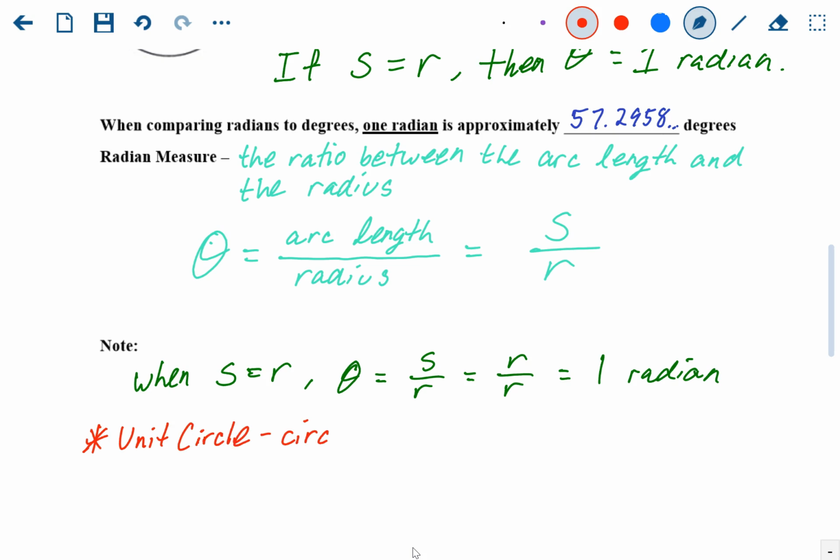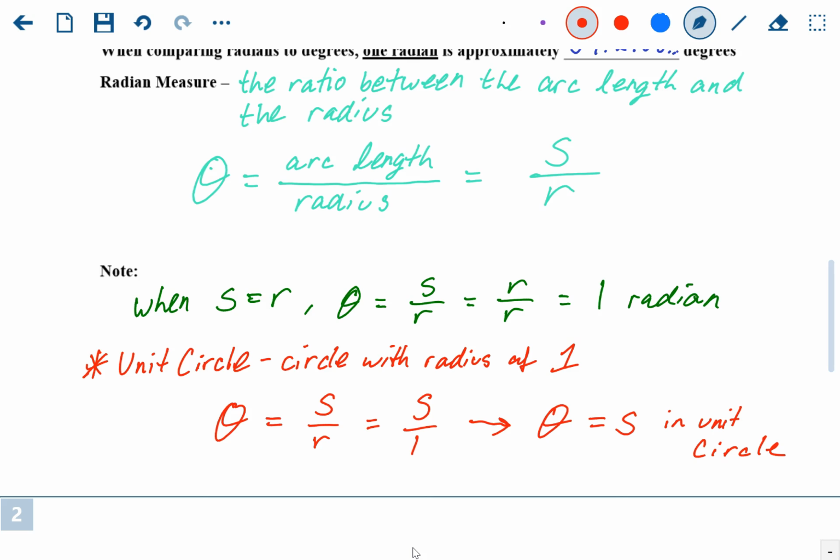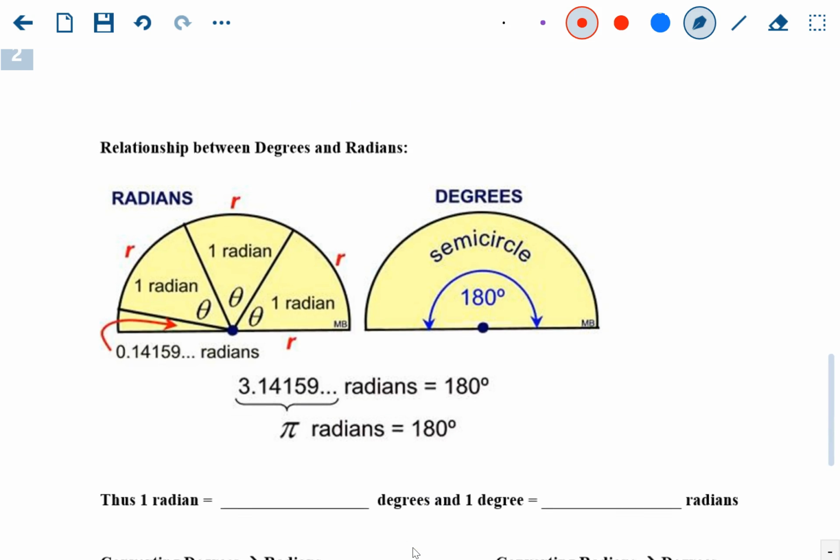Now we are going to talk about the unit circle in a couple days. The unit circle is just a circle with a radius of 1. Okay, and it's going to be really important in the next coming weeks. So if you have your ratio, arc length over radius, but your radius is 1 in the unit circle, you're going to have S over 1, which means your angle is always going to be the arc length. Okay, so your radian measure angle is always going to be the arc length of whatever portion you're looking at. So that's for a unit circle. And that's why we use a unit circle. It's because it's an easier measurement.